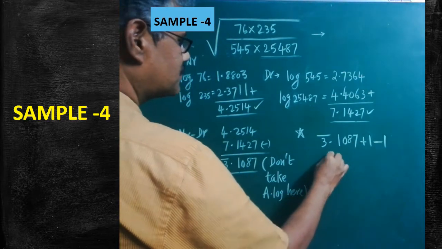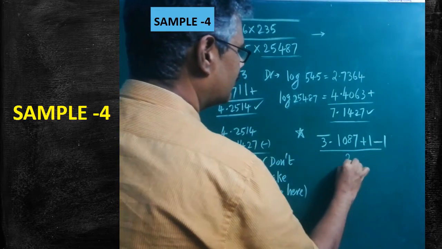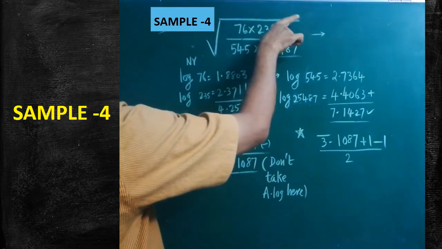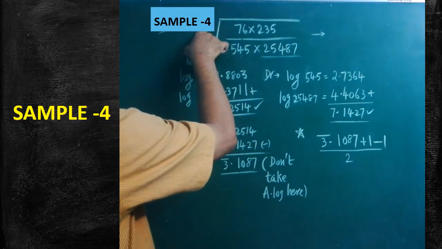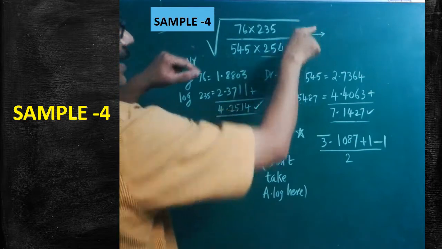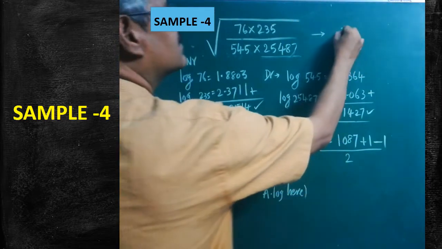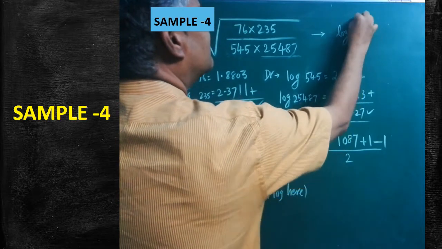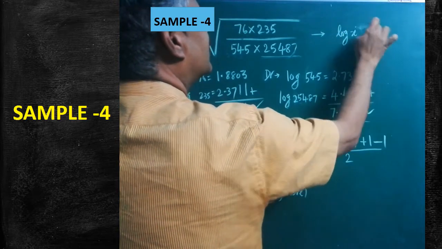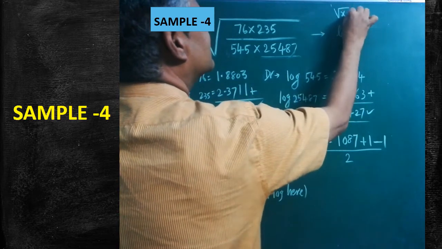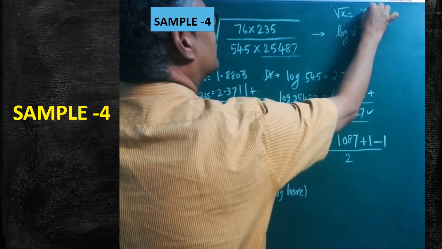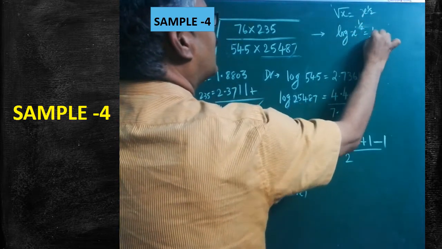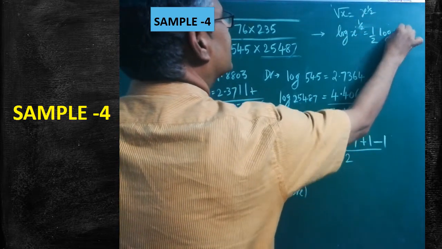Are you clear? Whole divided by 2 can be written. Are you clear? Why 2? Because we have to take square root. No, this is power of half. This entire factor is power of half. After taking log, what is the general formula? Log of x power of half. Or we can write like this. Square root of x is nothing but how much? X power of half. Log of x power of half means half of log of x.